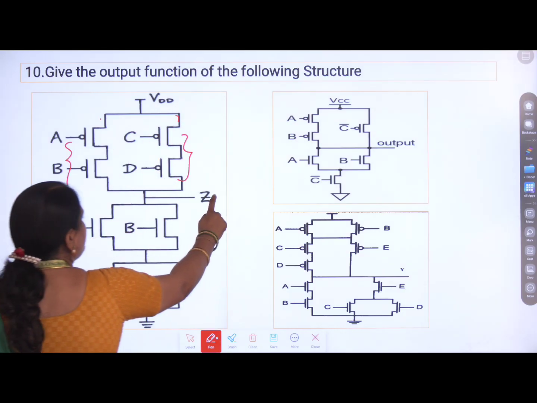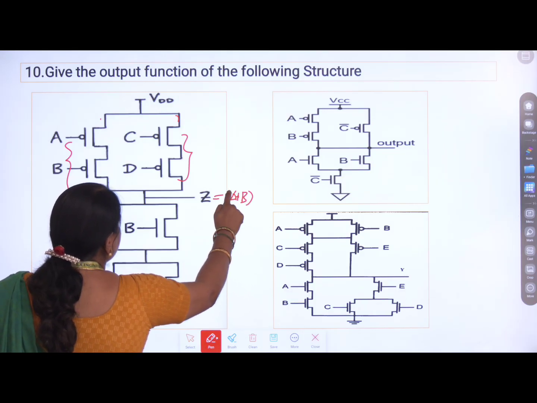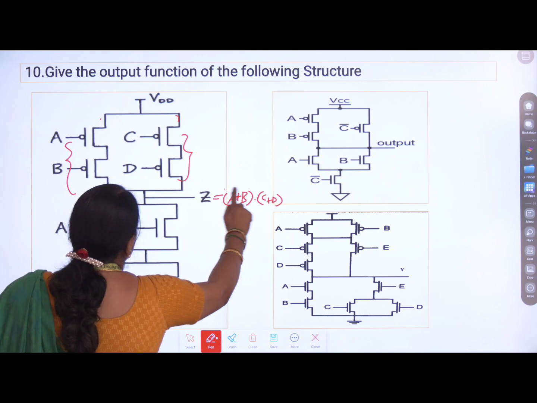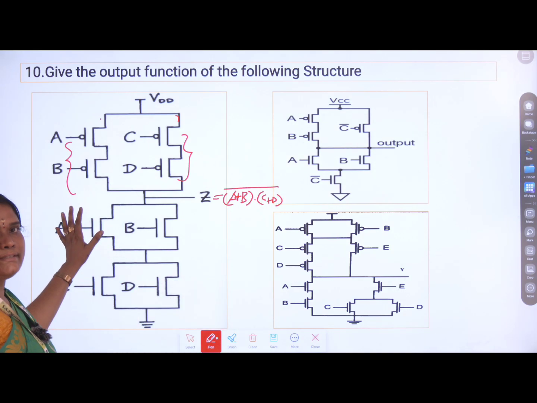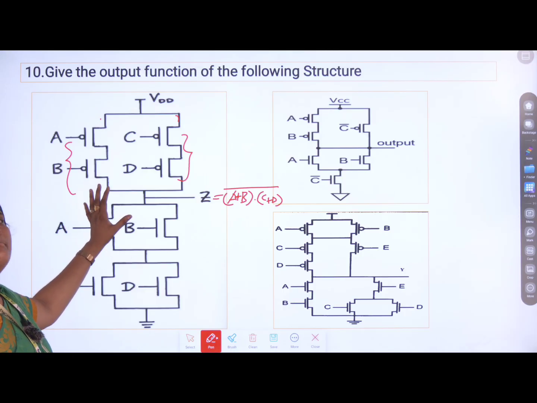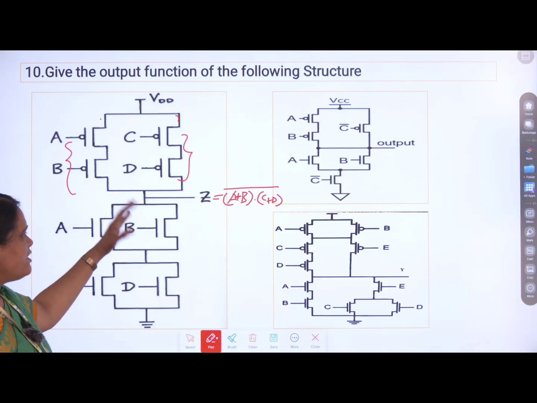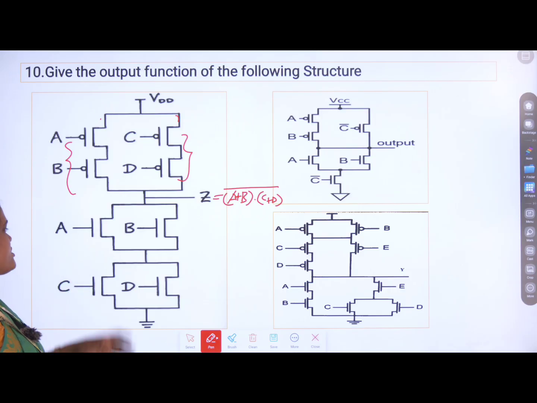So the output will be (A plus B) dot (C plus D), the whole complement. In this circuit I am considering only the PMOS series parallel connection. Based on it I can write the output. You can cross verify your answer with the NMOS structure too.